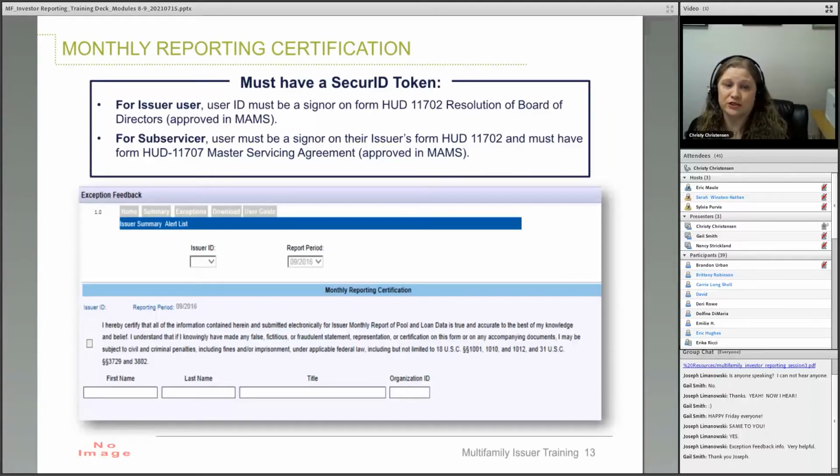For a subservicer, the user must be a signer on their internal issuer's HUD 11702 form and must have an active HUD 11707 form in MAMS. A quick story. A few months ago, an issuer missed the 14th business day deadline for monthly certifications because there was only one person that had access to complete the certification, and they were out on unexpected medical leave. Therefore, a best practice would be to have multiple backups with an RSA token for monthly reporting certification process.